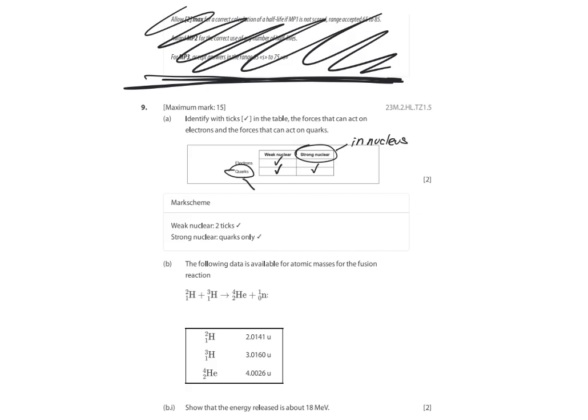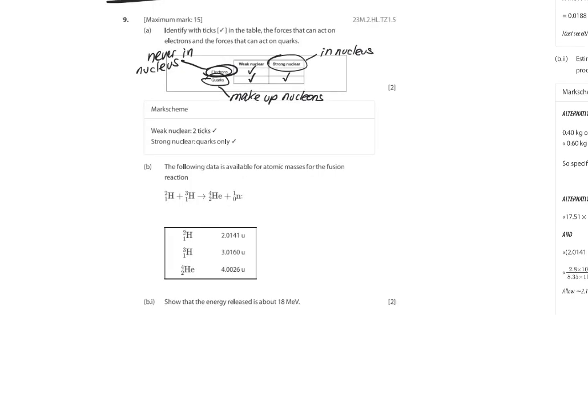Quarks make up nucleons, so quarks are in the nucleus, whereas electrons will never be in the nucleus. So for that question, quarks are both weak nuclear and strong nuclear, whereas electrons are weak nuclear only. In B, we saw this before.